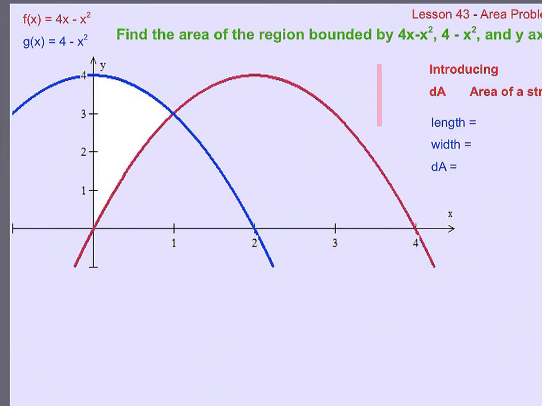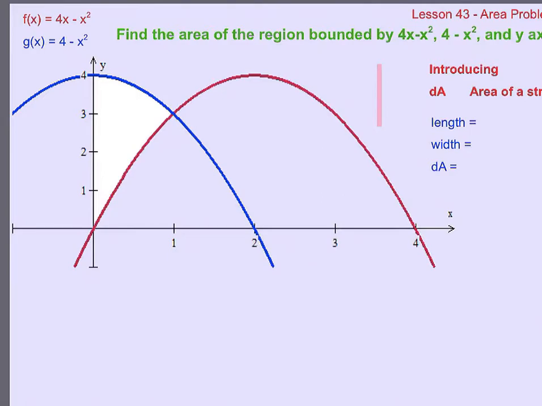In this video, we are going to talk about the area between two curves. So that's what we're going to find: the area bounded by these two curves, the red one, f of x is 4x minus x squared, the blue one, g of x is 4 minus x squared, and the y-axis. That and the y-axis, it seems so trivial, but you've got to make sure you read that carefully.